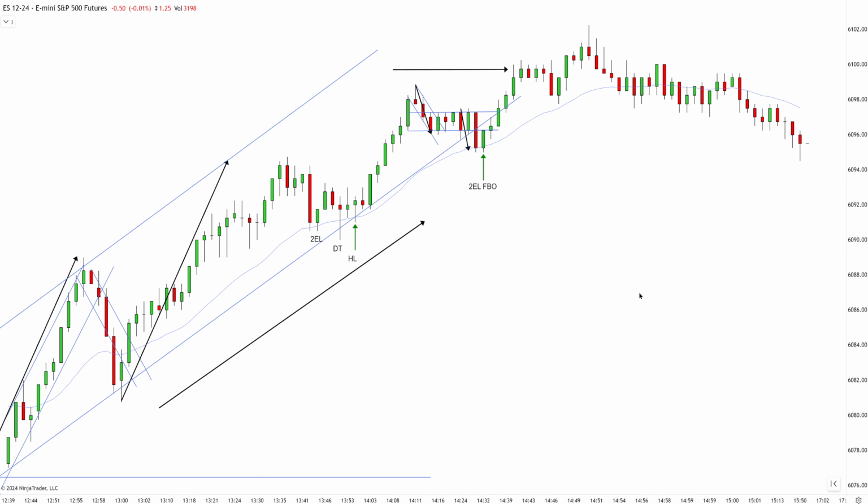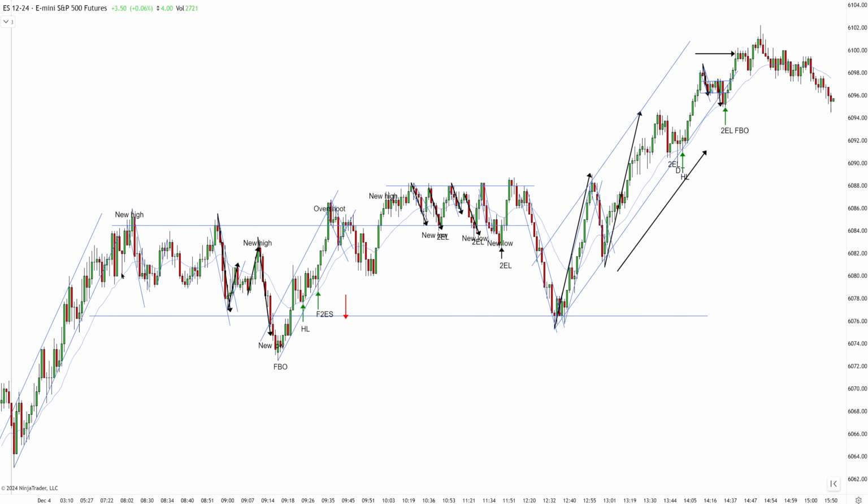So this is the overall structure for today. Spike into consolidation, and we ended up resuming into another bullish trend.